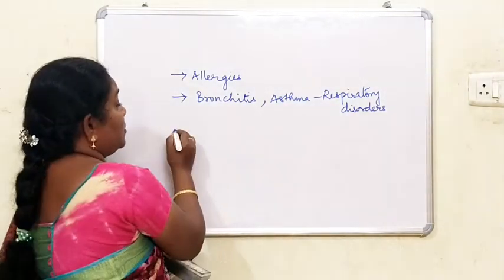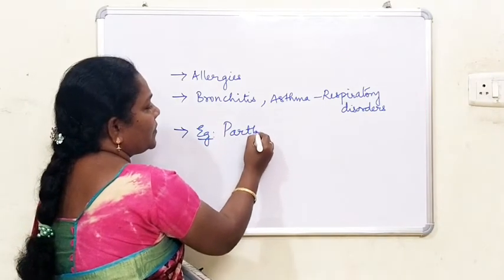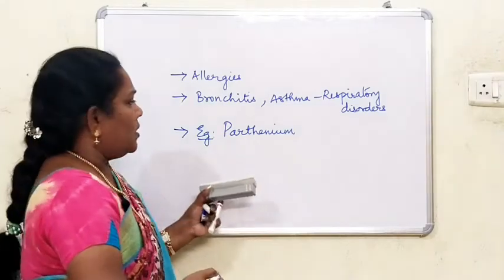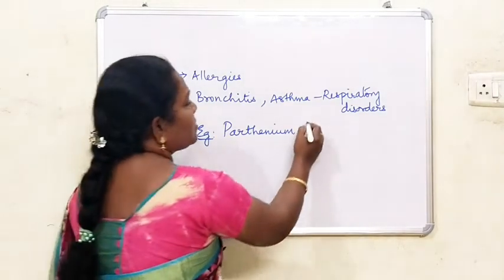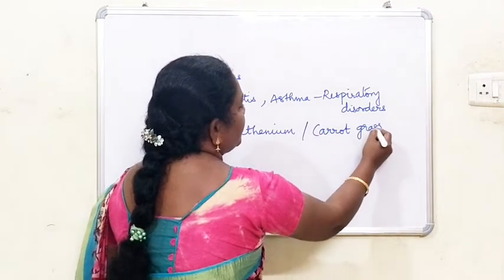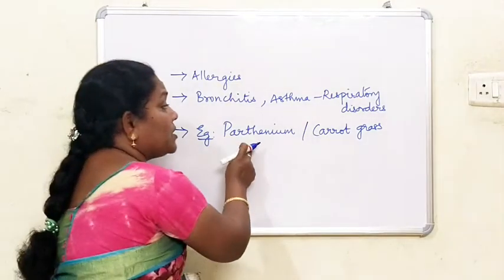Likewise, a very good example to remember here is Parthenium. Parthenium you would have heard of, right? It was introduced in India as a contaminant along with wheat species, and it is also called carrot grass. Parthenium or carrot grass. Even its pollen grain causes allergies.